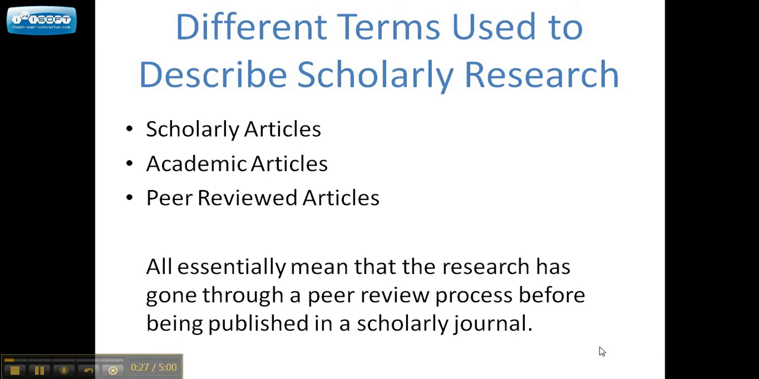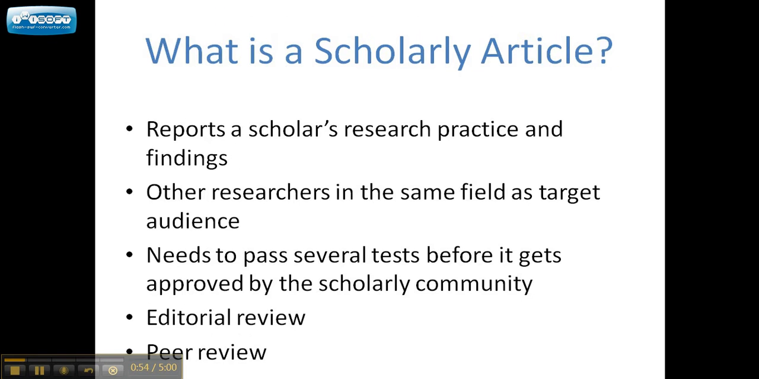So there are different terms used to describe scholarly research. You may have heard your professors say you need to find scholarly articles or academic articles or peer-reviewed articles. These are essentially similar terms used to mean the same thing, which is a peer-reviewed journal article published in a scholarly journal.